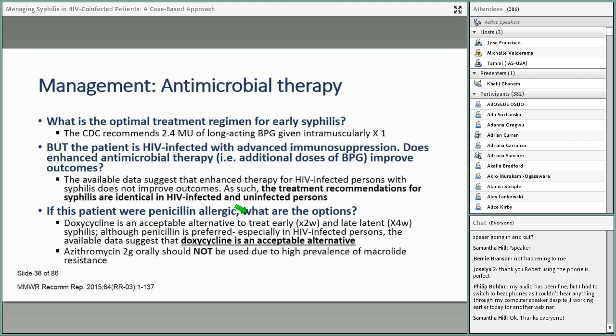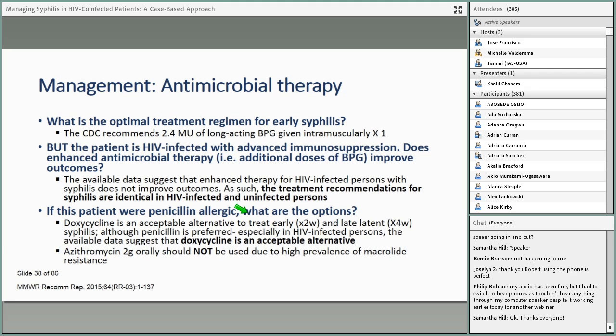So if you have a positive CIA, a negative RPR, and a positive confirmatory TPPA, you have to go back to the patient and get a good history to find out how to best manage that patient. If they were previously treated for syphilis, there's nothing more to do. If they were never treated for syphilis, you have to treat them for syphilis.